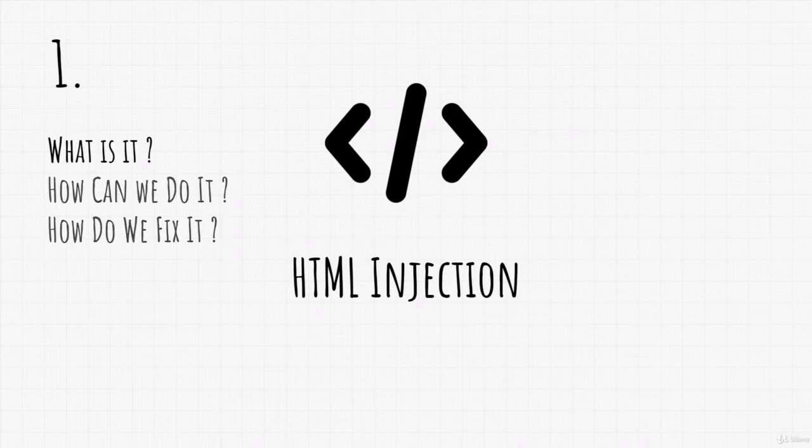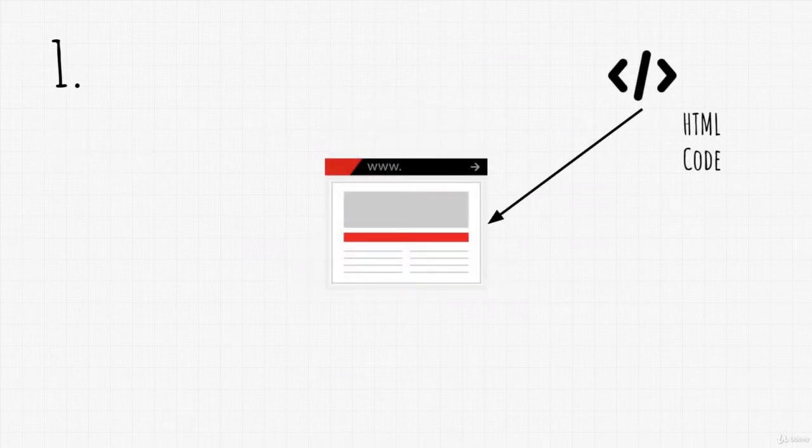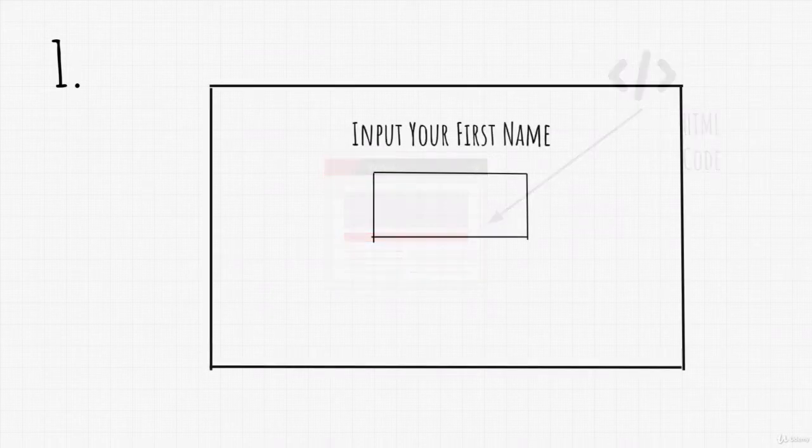So, what is it? To describe it in one sentence, we can say HTML injection is injecting HTML code into the website page. Simple as that. How exactly does it work? Well, here's an example. Let's say we have a very simple web page that performs only one task. It asks the client to enter their name inside of a user input field.